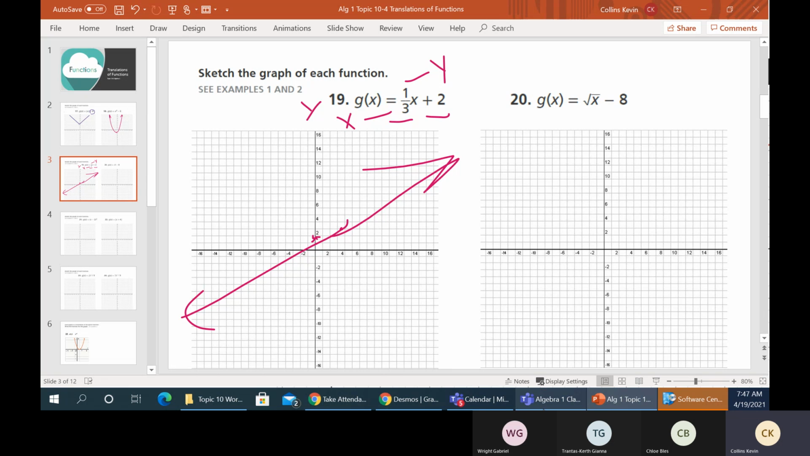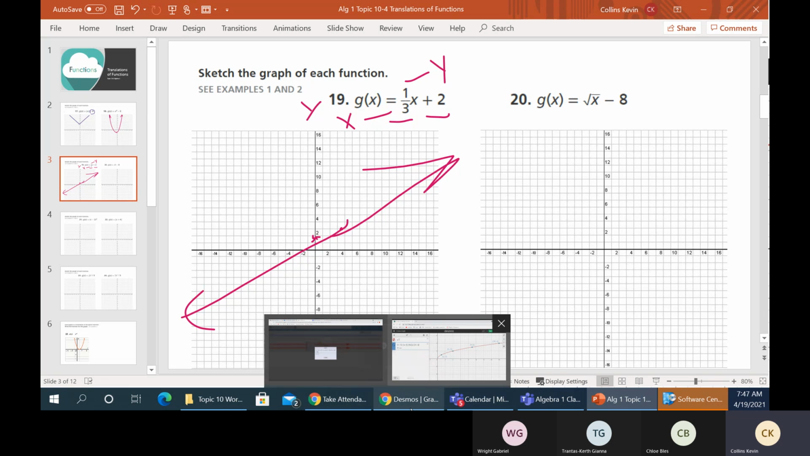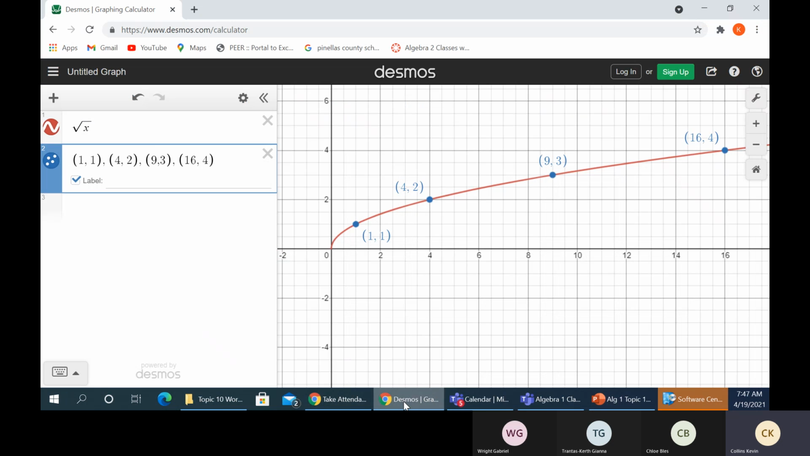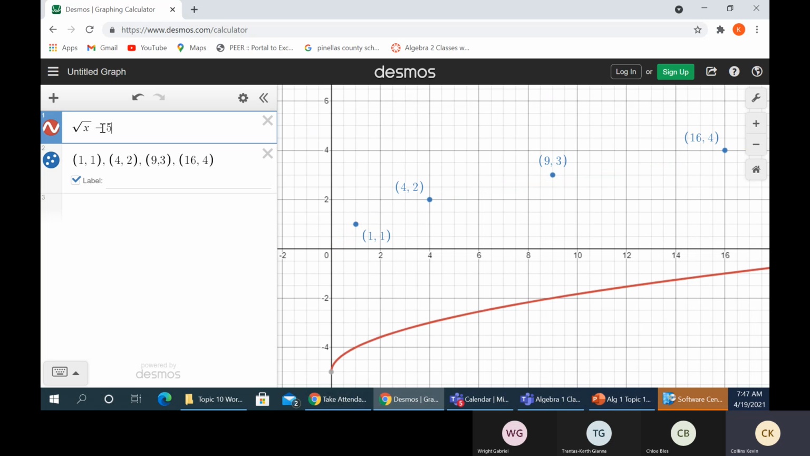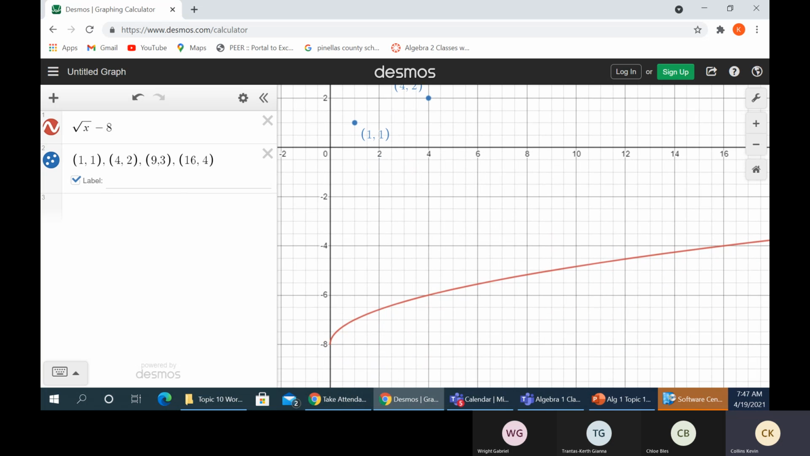All right, so let's go ahead and put it on Desmos since my drawing's terrible. But we get the idea. So again, we come back up here, and we say minus 8, and that drops the whole thing down. So look, it dropped it way down here. But notice the graph still has the same shape, right?